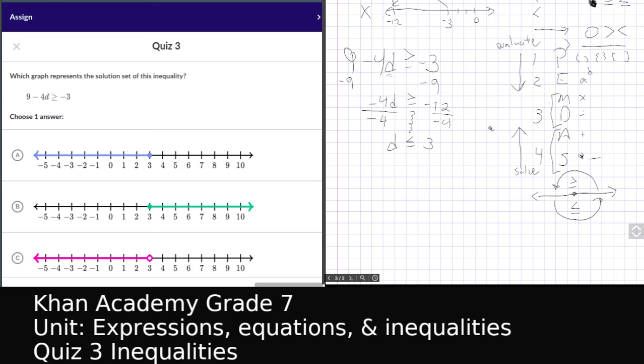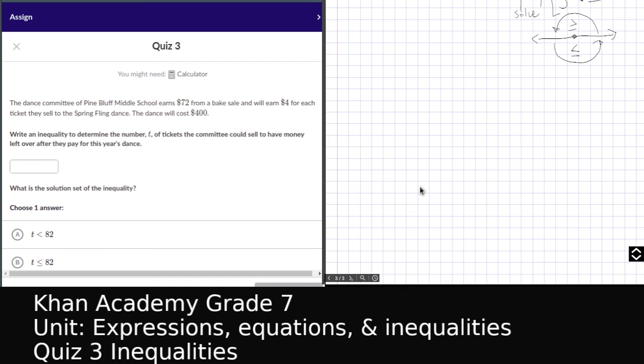We know that closed and open. Closed is less than or equal to or greater than or equal to, and open is less than or greater than, right? So less than or equal to 3, so it's going to be a closed one, and it's going to be going off into this direction. 0 is less than 3. Less than or equal to 3.